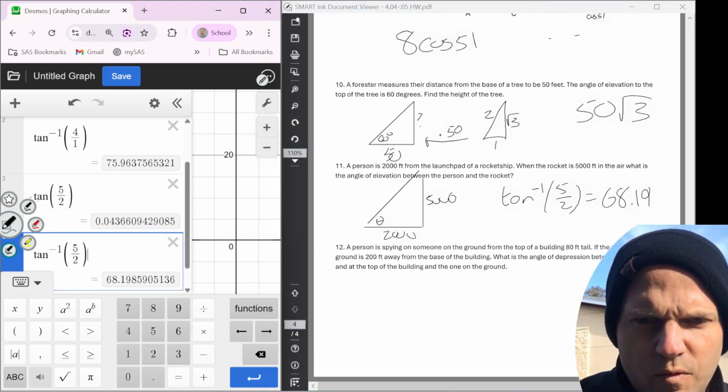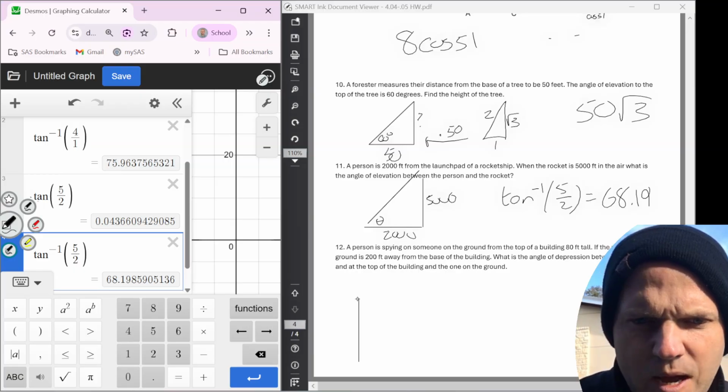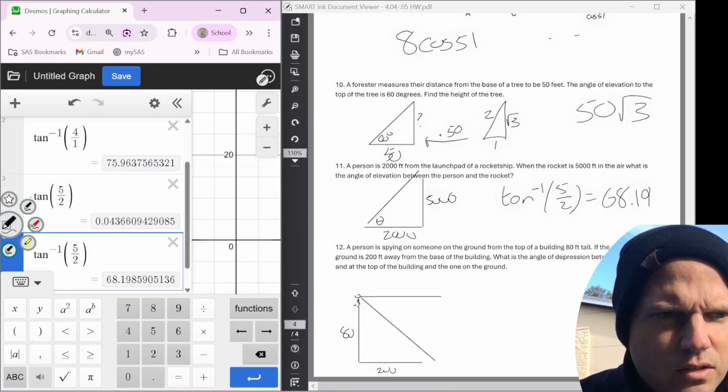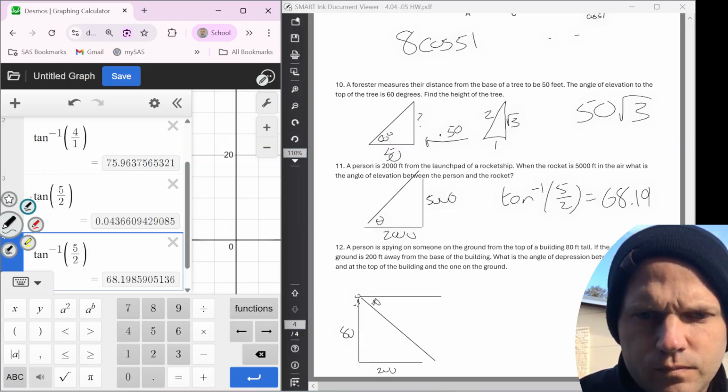And then question 12, a person is spying on someone from the top of a building that is 80 feet tall. Here's our person spying on somebody. The person on the ground is 200 feet away. What's the angle of depression? Well, the angle of depression actually refers to this angle here.